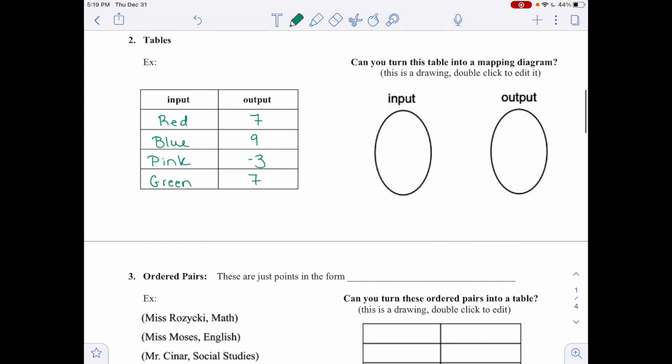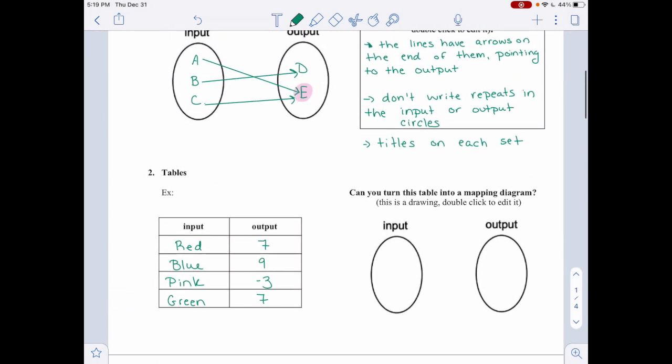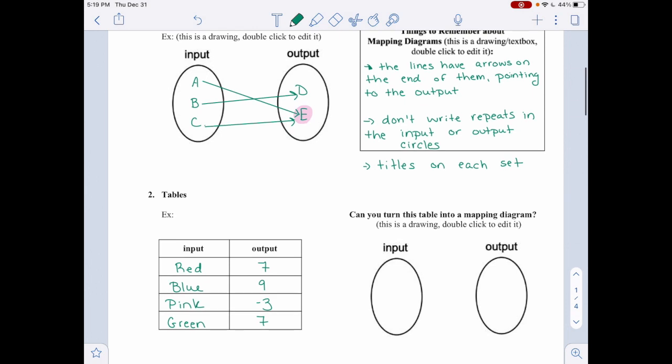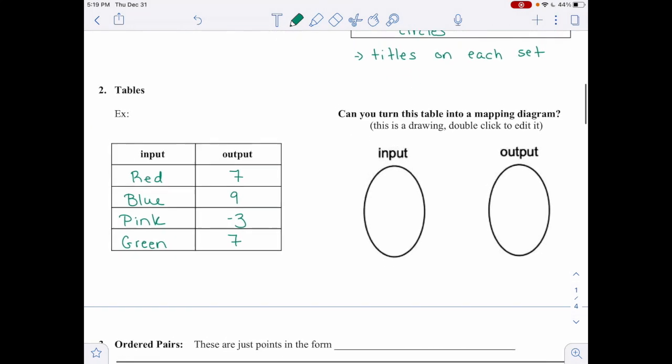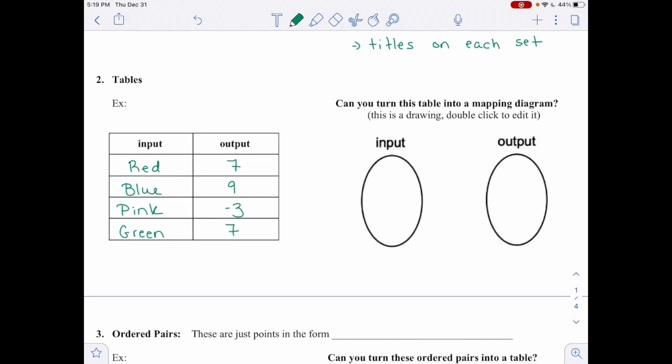I want you to use what you know now about mapping diagrams from above and try to take your information from your table and turn it into a mapping diagram. Again, if you're in Google Docs, the mapping diagram is a drawing, so double click it and then you can edit it however you need to. But I encourage you to pause the video right here and start working through making this table into a mapping diagram.